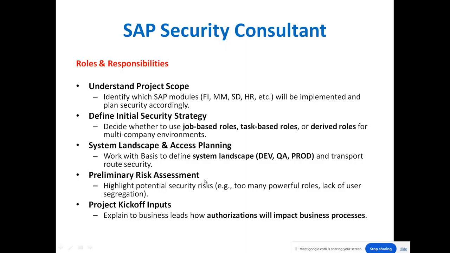Then preliminary risk assessment: highlight potential security risks, for example, too many powerful roles or lack of user segregation. We are not doing the segregation of duties, so how do we need to do it? There are some powerful roles. To whom should we give them? Are we providing many powerful roles to one person? We need to check. So we are doing risk assessment.